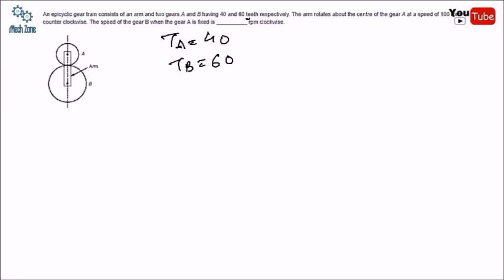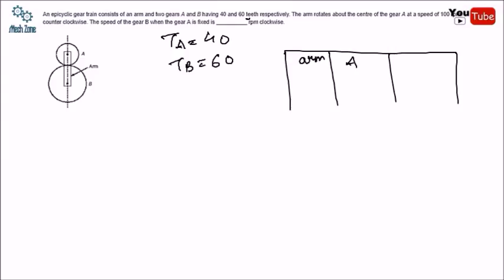So for such type of problems, what we do is we prepare a table. In this we will write the parameters of arm, then gear A and then gear B. Now gear A and B are in external meshing. So if we are taking clockwise to be positive, anti-clockwise will be taken with the negative sign. Here it has been given A is rotating in an anti-clockwise sense, so let us write that N of A would be equal to minus 100 rpm since it is counterclockwise. Now the number of teeth here are 40, here are 60 teeth.